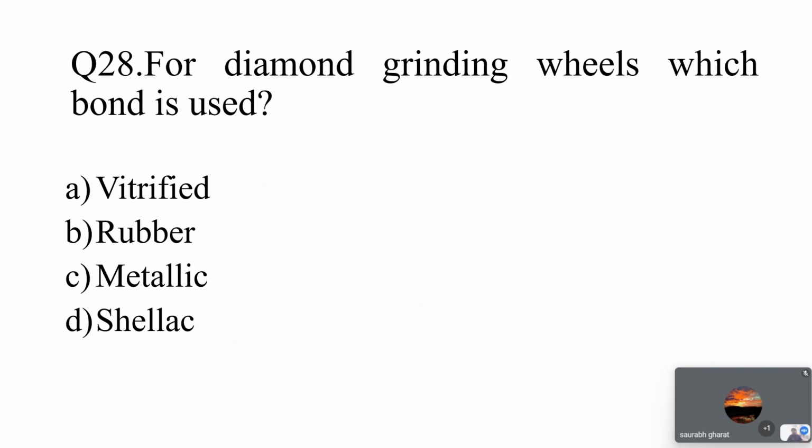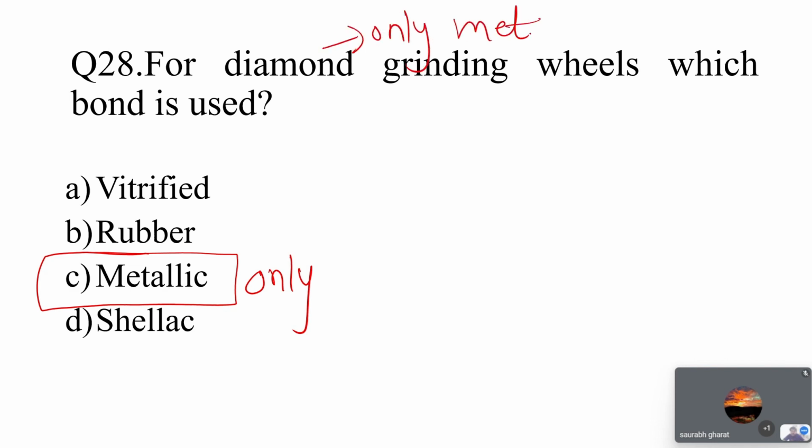For diamond grinding wheels, which bond is used? This is again an important question: which bond must be used for grinding wheel operations when we use diamond. Diamond is an extremely hard material, the hardest material on the planet. So for grinding in those cases, we can only go with metallic. For diamond, we have only metallic bond.